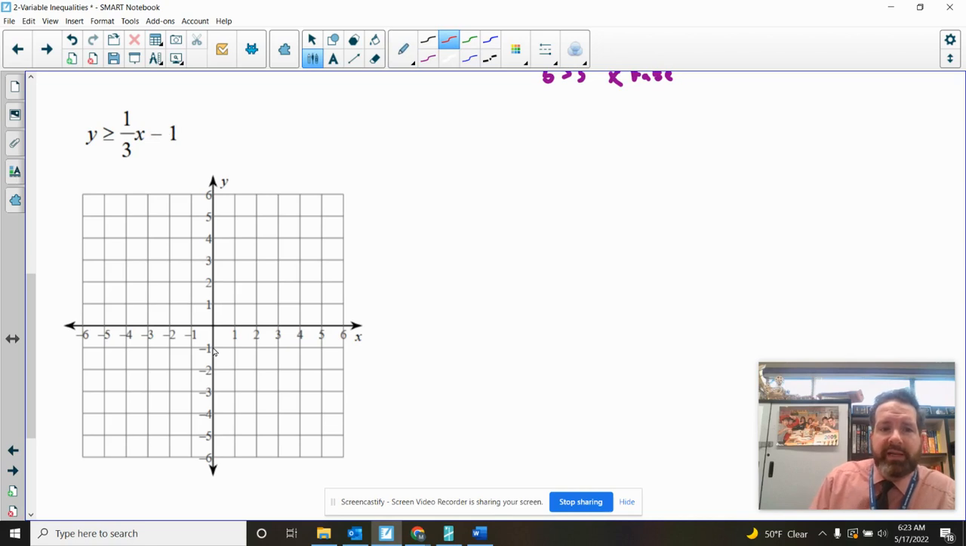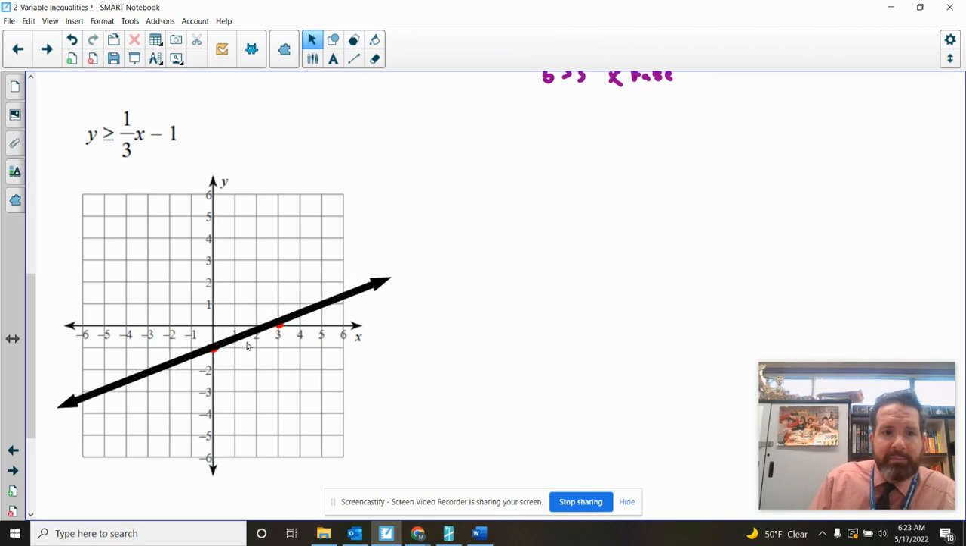So start at a height of negative 1. The slope this time is positive, so your line should go up. 1 to 3 means go up 1 and to the right 3. So up 1 and to the right 3. Make our line through those points. And I know it's not in the right spot yet. I'm going to try to get the angle right and then move it.